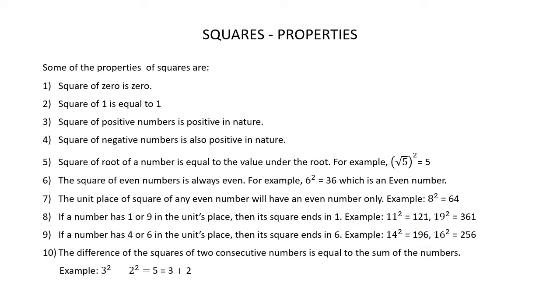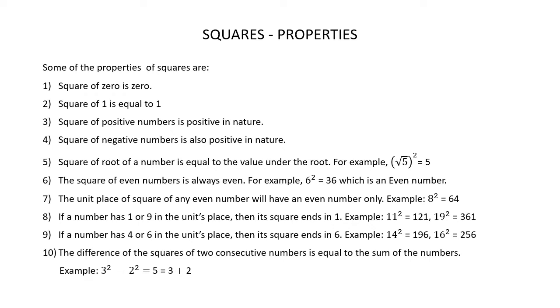16 has 6 in the units place, so 16 squared is equal to 256 and 256 has 6 in the end. So if a number has 4 or 6 in the units place, then its square will end in 6.